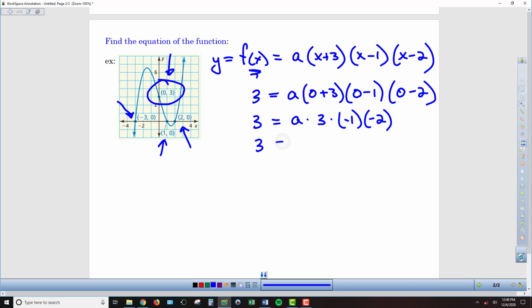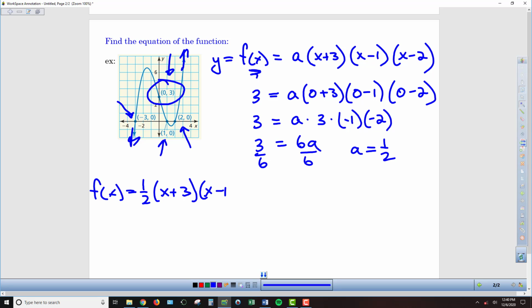So we've got 3 equals, and then if we multiply everything out over here on this side, 3 times negative 1 times negative 2 is going to give us a positive 6. So we get 6a. And so then I can go ahead and divide both sides by 6. And once again, we get a equals 1/2. Last time it was negative, this time it's positive, and that corresponds to what we see on the graph. We're going up on the right this time and down on the left, so that would track with a positive leading coefficient.